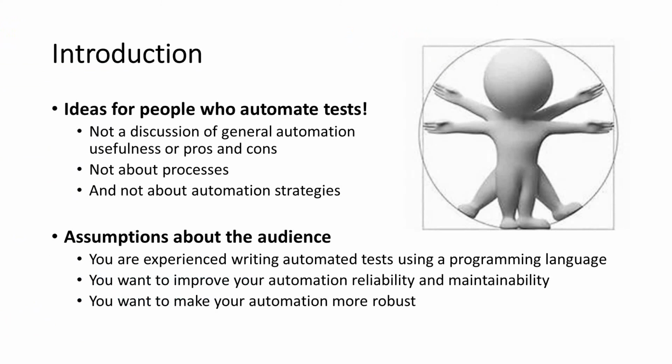And just to get some things out of the way, I want to make sure we set the bar to understand that I'm not going to be talking about the pros and cons or the usefulness of automation, or about the processes. It's not about automation strategy. This is about how test automators can write better automated tests and improve their test code. And that's what we're going to be focusing on.